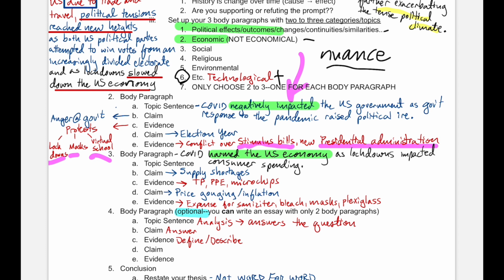So how did it harm the economy? As lockdowns impacted consumer spending. So the lockdowns had effects on consumers spending money. So the first claim, there were supply shortages that harmed the economy. Now I need to back up that claim. Well, what were the supplies that we were short on? We were short on toilet paper, on protective equipment, the PPE.